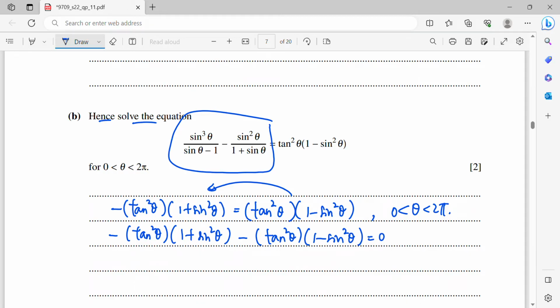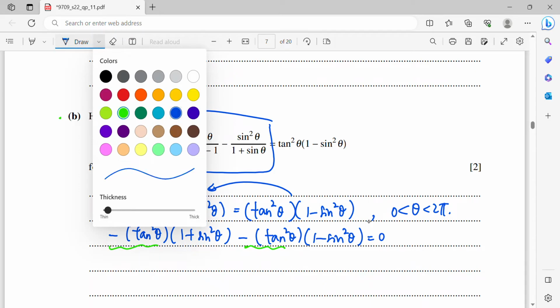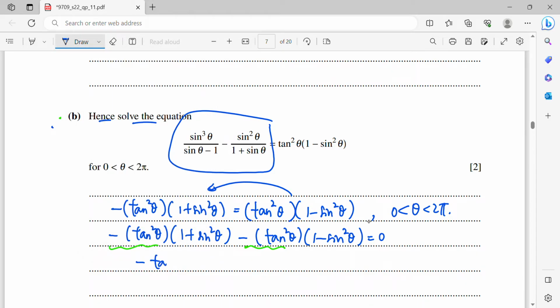Okay, once you have factorized, now I know that my common term is minus tangent squared theta. So I will factorize the common term. Then I will get 1 plus sine squared theta. And this minus already taken out means that you still have plus. So this plus multiplied to the bracket will be plus 1 minus sine squared theta. That equals 0.